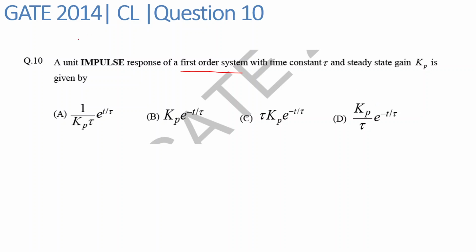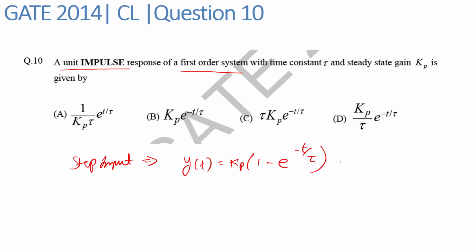So in this question the input that we have been provided is the unit impulse. In the earlier cases we were considering step input, and for step input we had seen that the response is given by y of t is equal to kp times 1 minus e raised to minus t upon tau. So this is for step input. Similarly, in this question we have been asked to find y of t if the input is an impulse input.